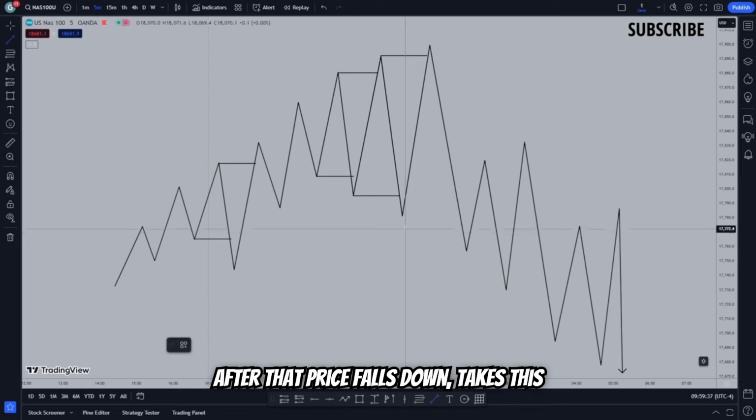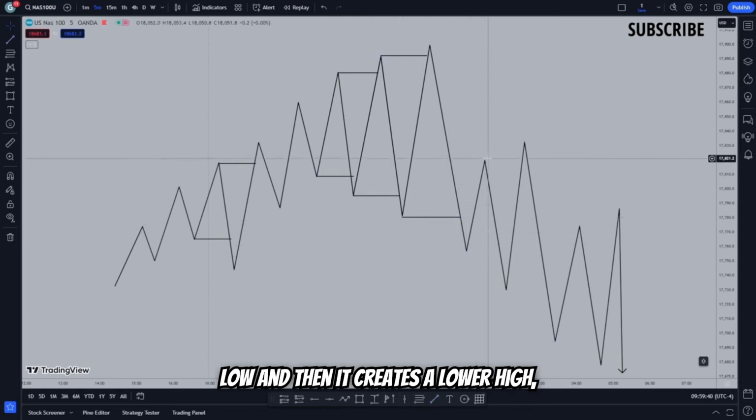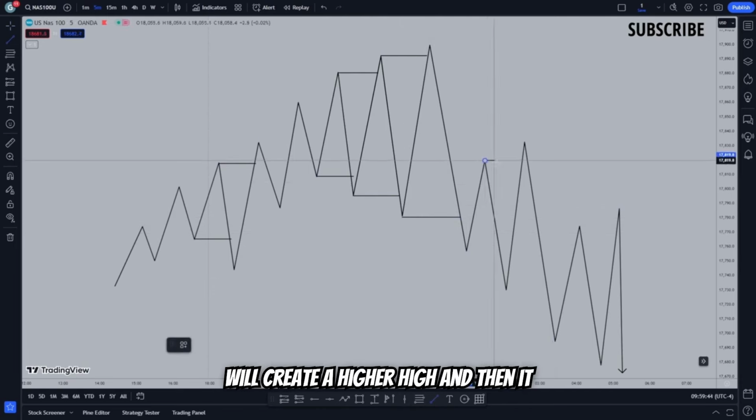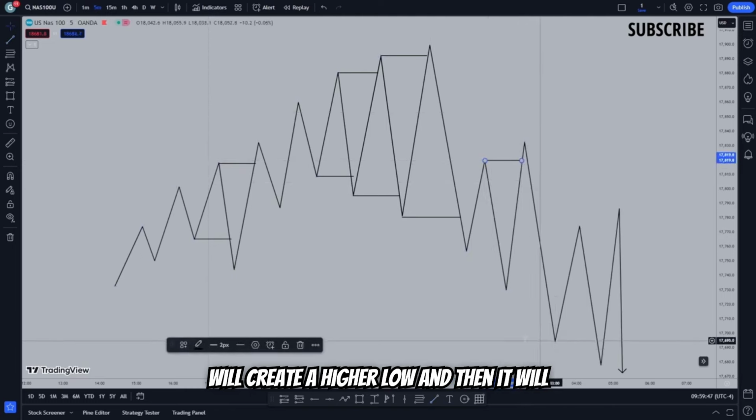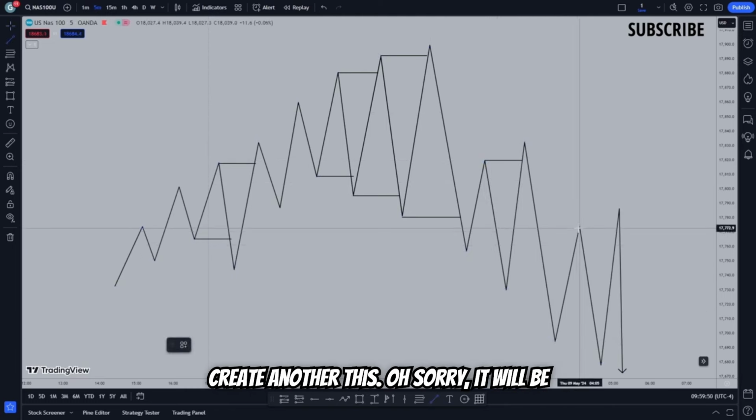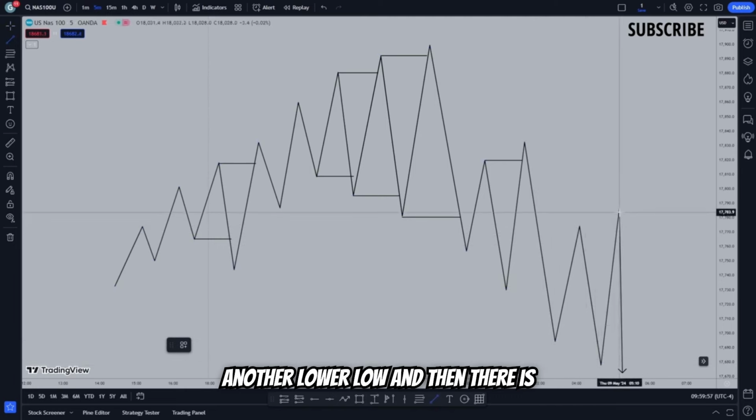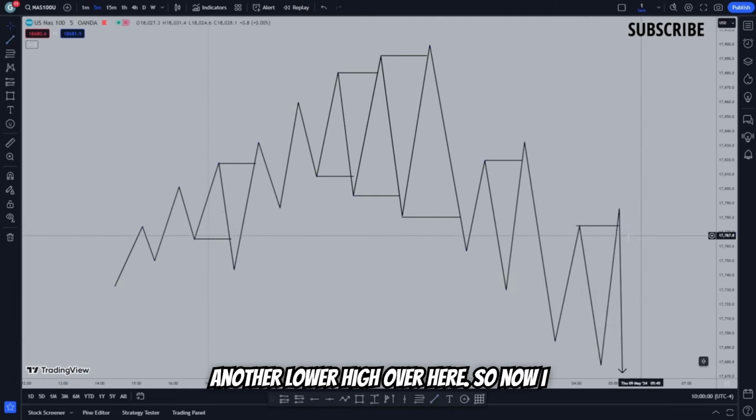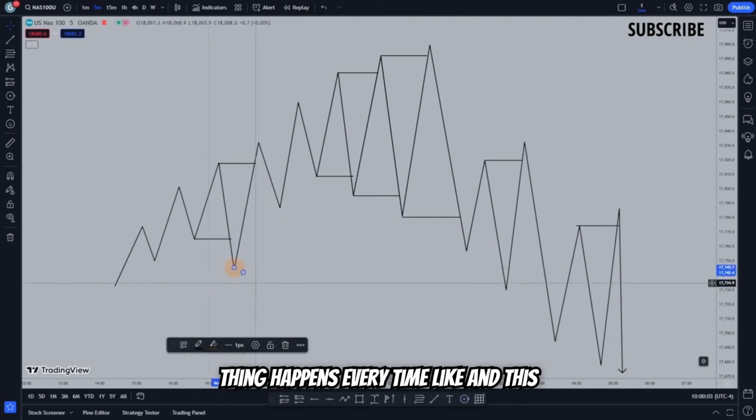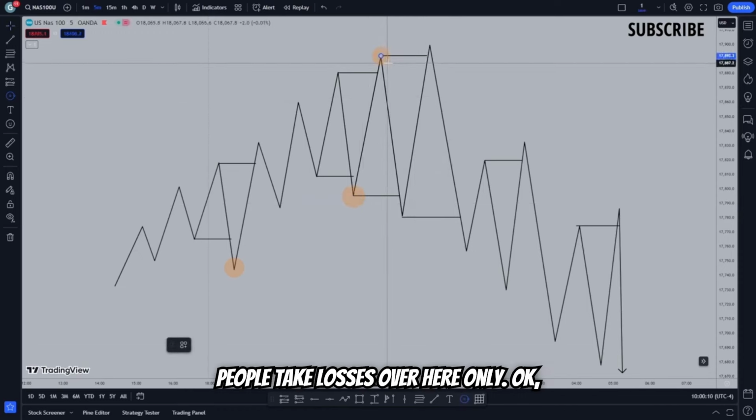Price falls down, takes this low, and then it creates a lower high, lower low, and then all of a sudden it will create a higher high, and then it will create a higher low, and then it will create another low, a lower low, and a lower high, and then another lower low, and then there is another lower high over here. So now I will mark these things, like why this happens every time, and this happens on your charts, I can say, because people take losses over here only.